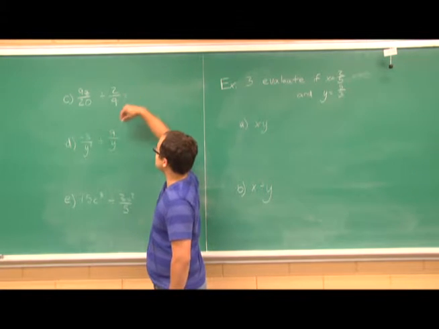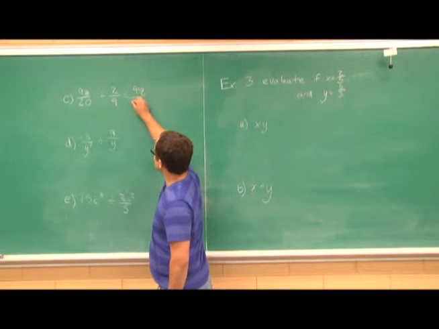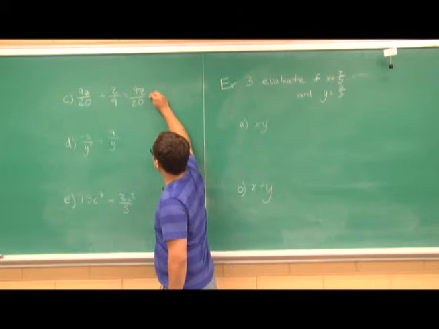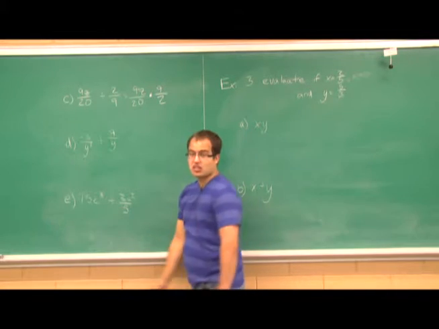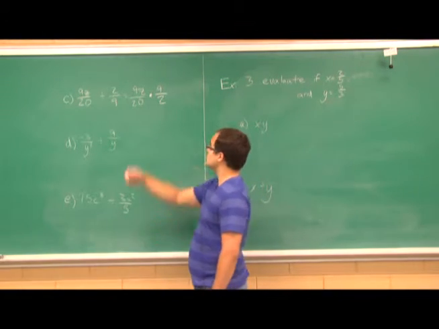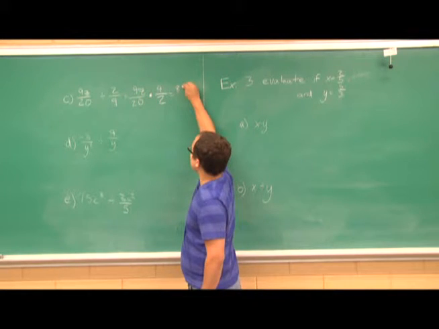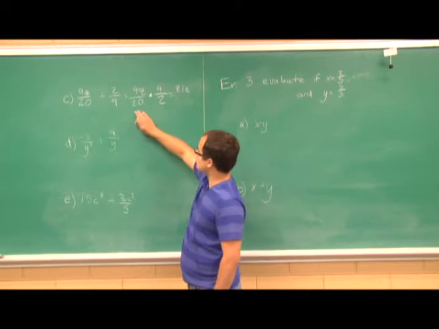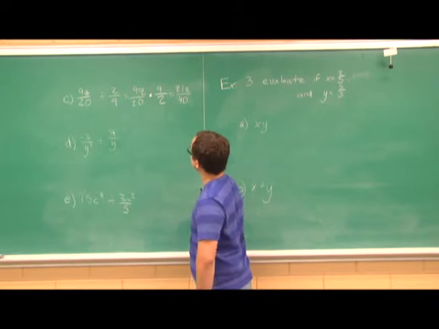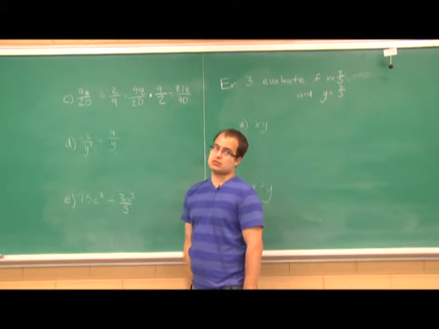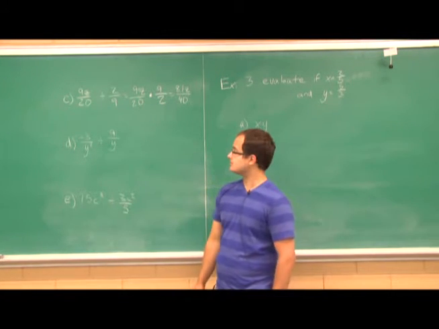So this is going to be, remember, keep, change, flip. Now if I look at it, nothing reduces. So 9z times 9 is 81z. 20 times 2 is 40. And again, nothing reduces, so that's our answer, 81z over 40.